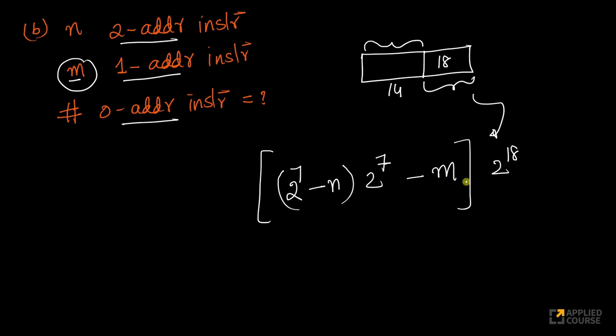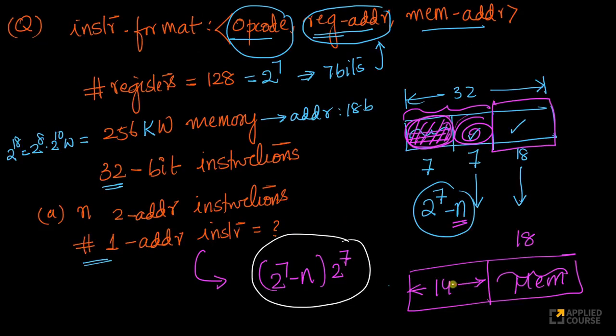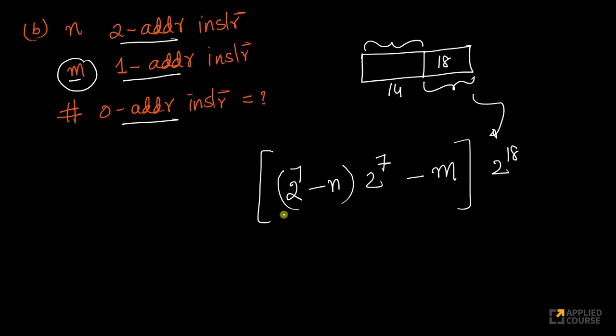Till now, what is this number? Look at this. Till now, we are only talking about these 14 bits, not the 18 bits. So within this is the total number. This number here is the total number of 1 address instructions that are possible.